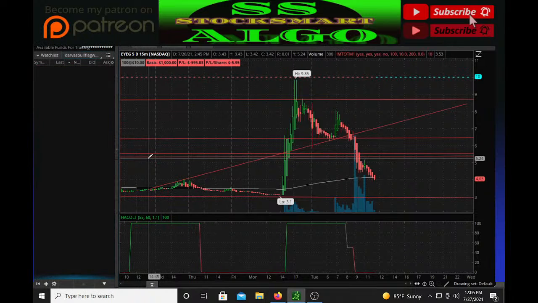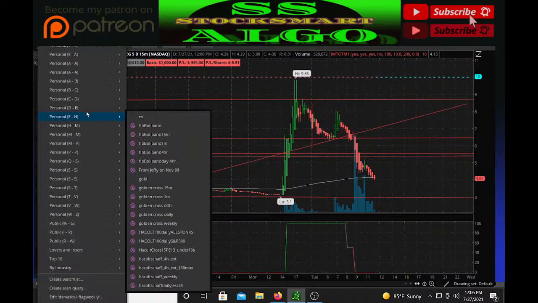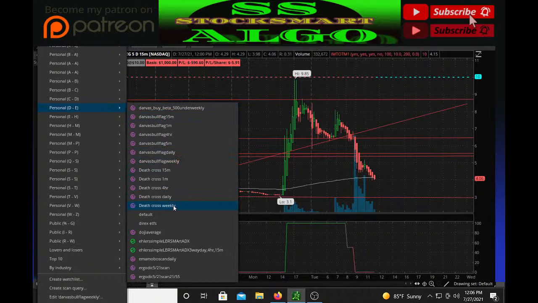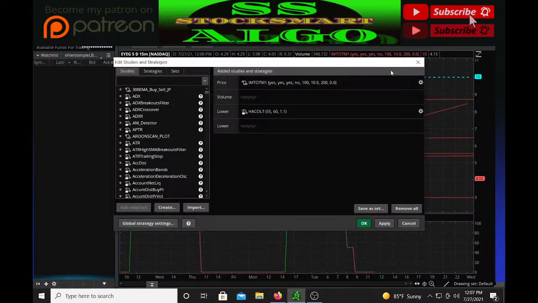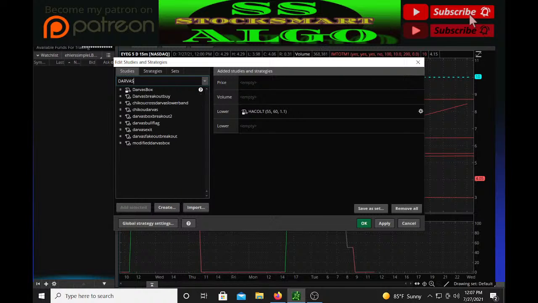Now let's check our Darvis bull flags. And I've made a modified Darvis box strategy. And let's pull that up. And we'll get rid of our in the money, out of the money. And we'll go with the modified Darvis box.